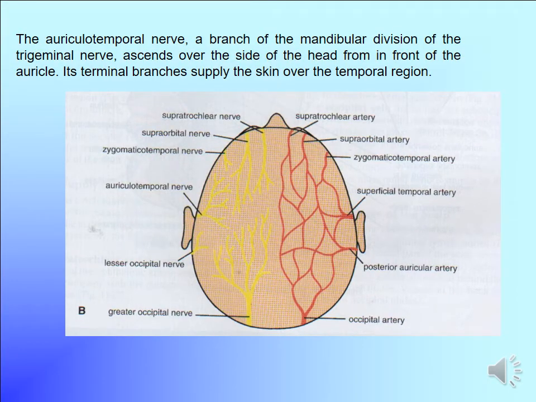The third division is the mandibular division of the trigeminal nerve. We have the auriculotemporal nerve. This nerve, a branch of the mandibular division, ascends over the side of the head from in front of the auricle. Its terminal branch supplies the skin over the temporal region. It is posterior to the zygomaticotemporal nerve and anterior to the auricle. This supplies the skin over the parotid gland.